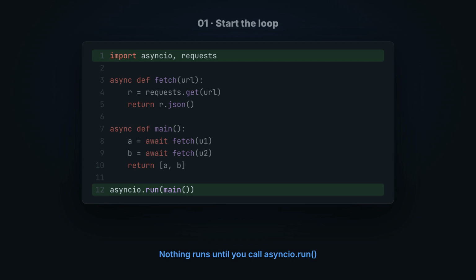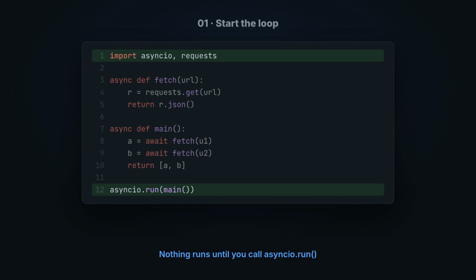The reason is fundamental. Node has one implicit event loop, always running, baked into the runtime. Python has no loop running by default. You start one explicitly and hand it your entry coroutine using asyncio.run. That one call creates the loop, runs main to completion, and shuts it down.